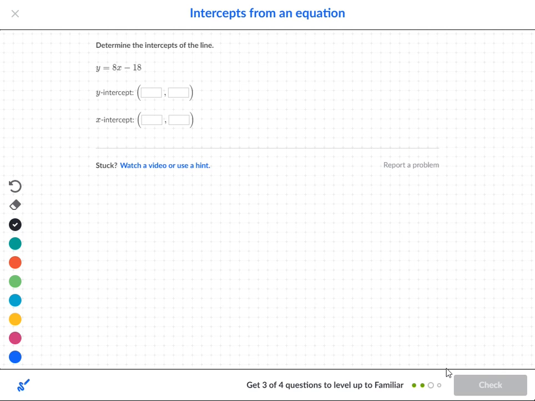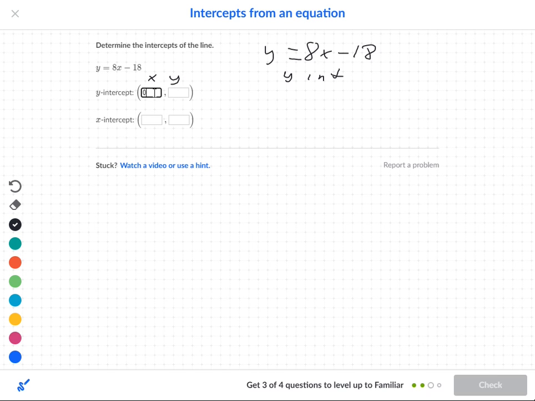Okay, next question. I want to find my x and y intercepts. So this is my x, this is my y. So I have y is equal to 8x minus 18. Actually, I want to do my y-intercept first. That means I only want a number for the y. So my x is 0. So I'm going to say y now is equal to 8 times 0 minus 18. y is equal to 0 minus 18. And y is equal to a negative 18. So negative 18.